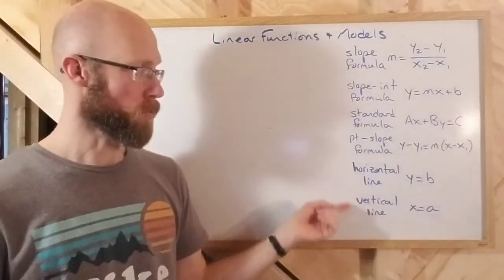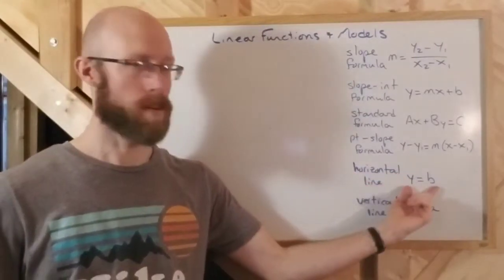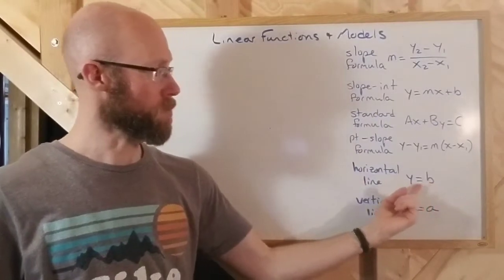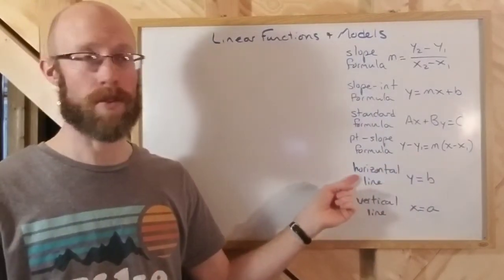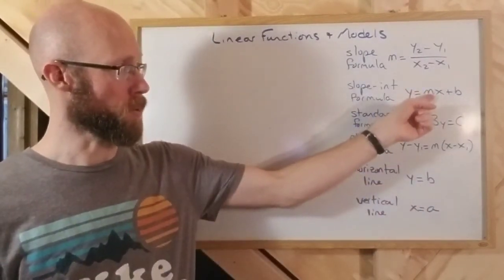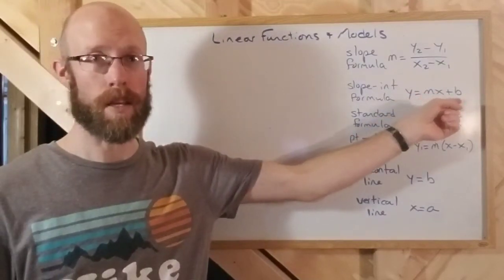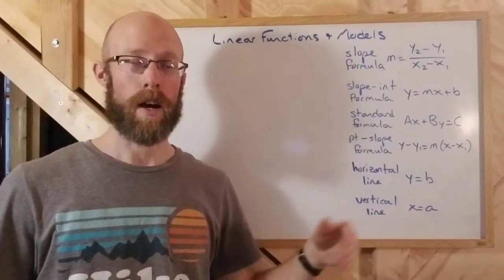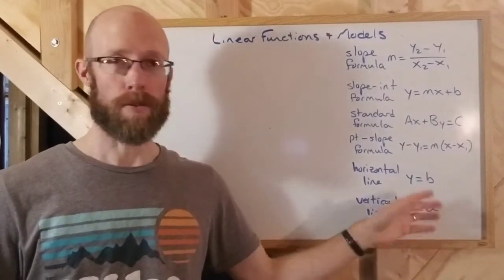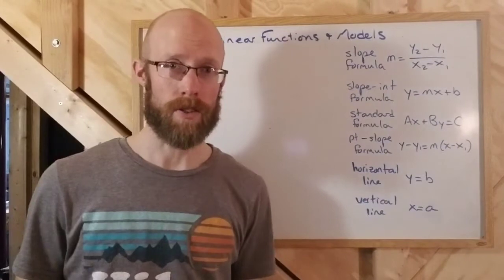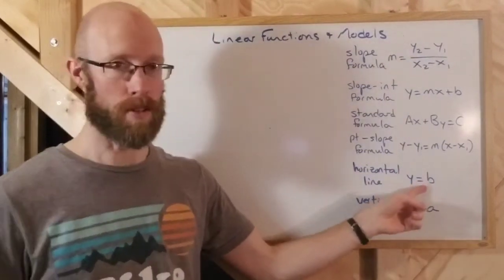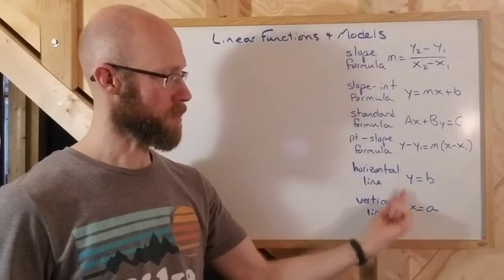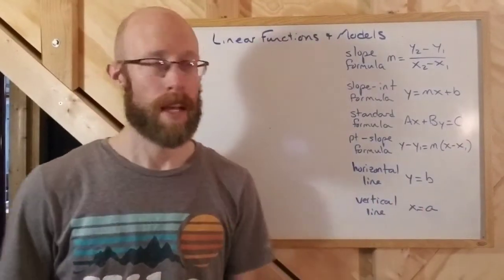Then we have horizontal and vertical lines. Horizontal lines are y equals a constant. We call that b usually, but that's only because horizontal lines have a slope of 0, and when you plug a 0 in for your m up here, all you're left with is b. And then the vertical line is x equals a number. That's your a value, x equals a being the x-intercept, in a similar way that b is the y-intercept. Okay, we just use alphabetical order there, right? X comes before y and a comes before b.